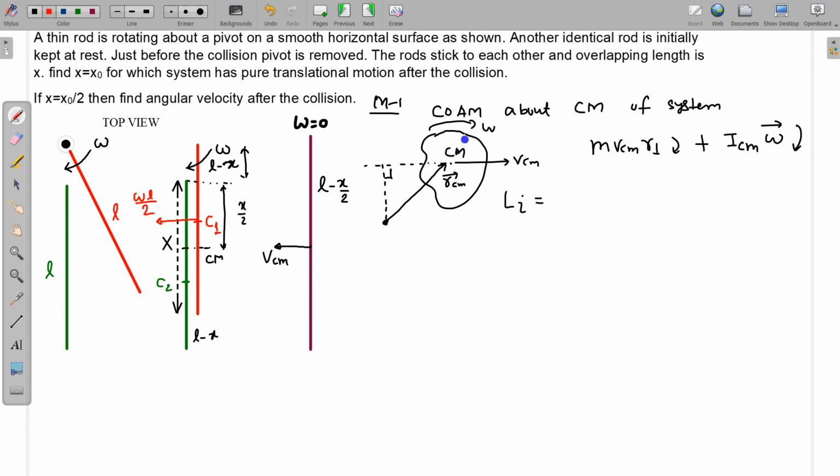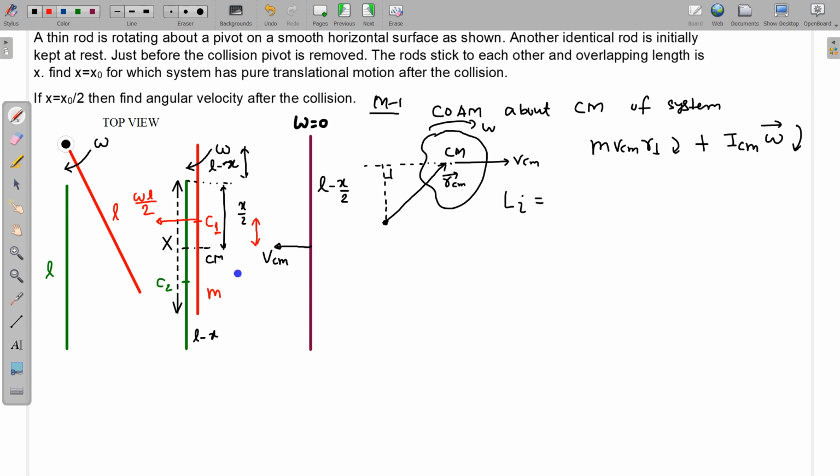So just compare with this example. This is the point about which I am going to take the angular momentum, and whatever system this is, the center of mass of this system is moving with v_cm and it is rotating with omega. While writing about this point for the red rod, the center of mass of this red rod is moving with velocity omega L by 2. So, taking the mass equal to m, one term will be the m v r term, and in that term this will be your r.